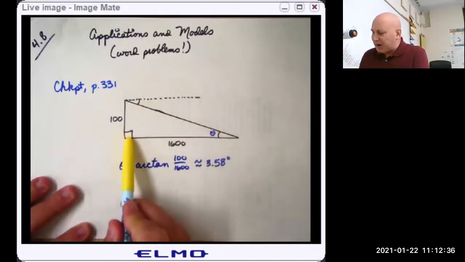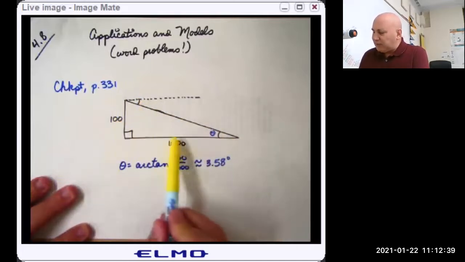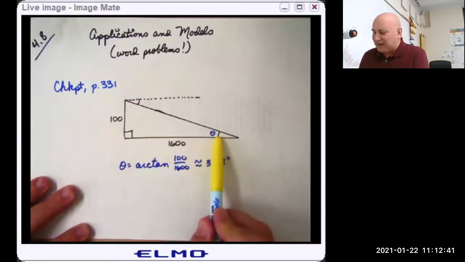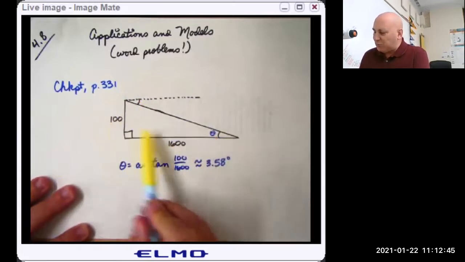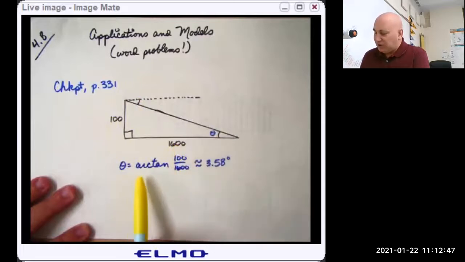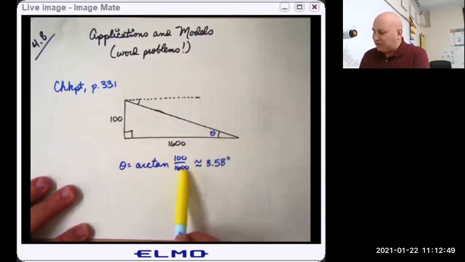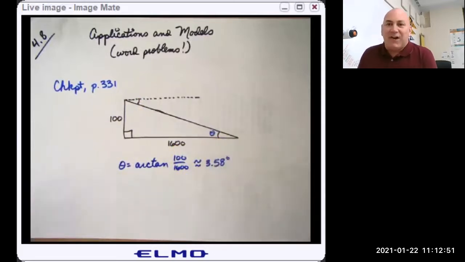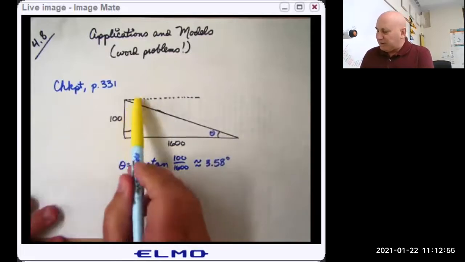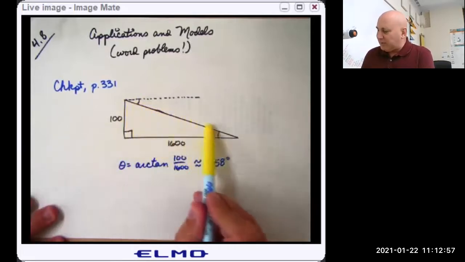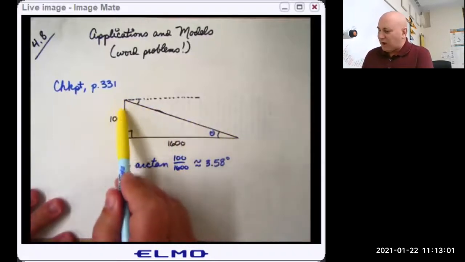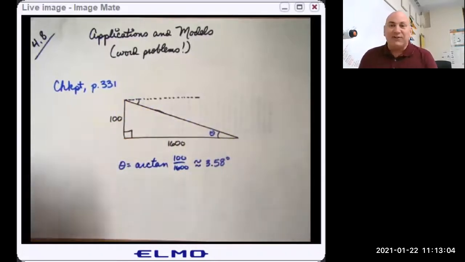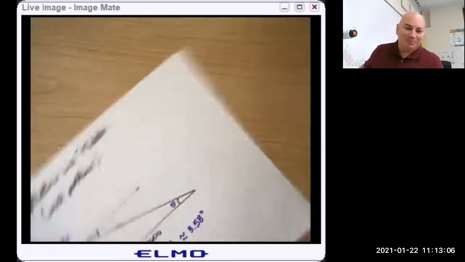Well, this is going to be a right triangle. How do these two sides relate to this angle? It's the tangent function. The tangent of theta is 100 over 1,600. So theta is the arctangent of that, or 3.58 degrees. So this is coming down at a smooth angle of 3.58 degrees. It's going to take you 1,600 feet to drop 100 feet. Obviously not drawn to scale.